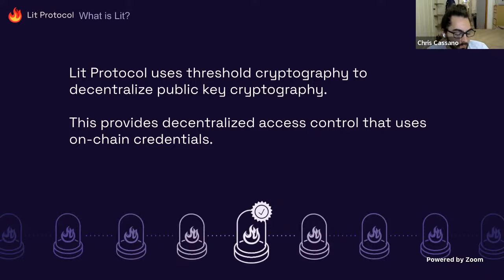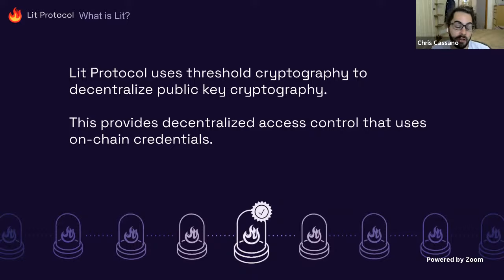And what we do at Lit Protocol is we use threshold encryption to decentralize that process. And so what that means is that there's a number of nodes in the network. Say you have 30 nodes, and you can set a threshold. You could say 20 of 30. And what those nodes do is a process called distributed key generation, where they generate a public-private key pair that nobody knows the private key to.